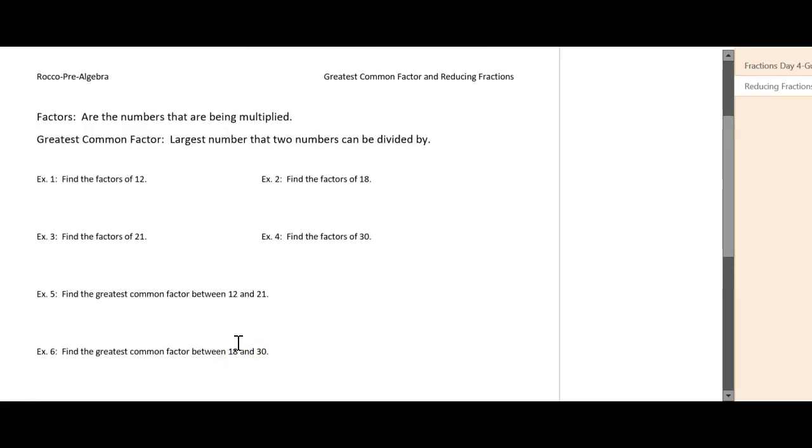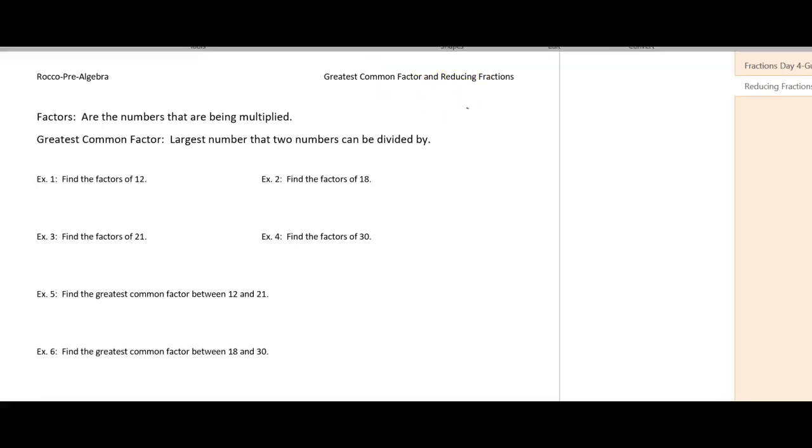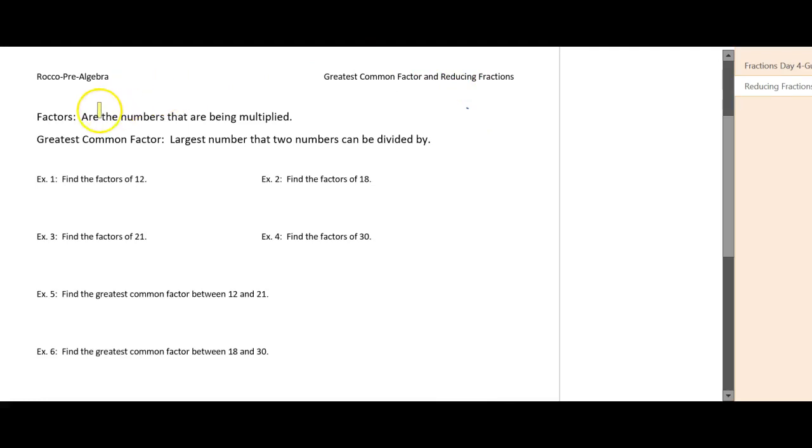Okay, today we're going to do some review of reducing again. Because again, if we don't master this, it's going to be a very difficult unit for fractions. So, first thing we're going to review is what are factors, right?